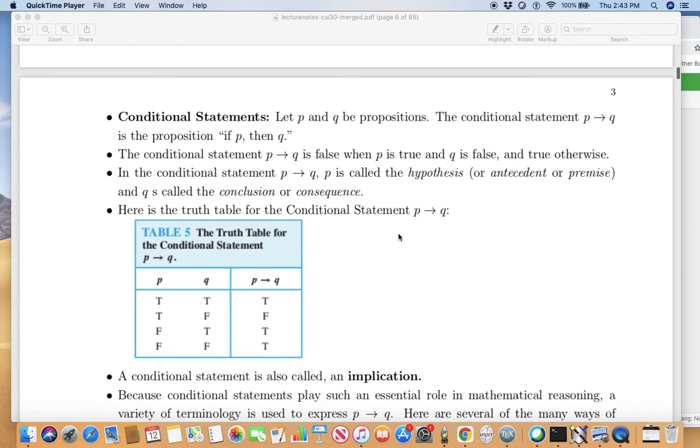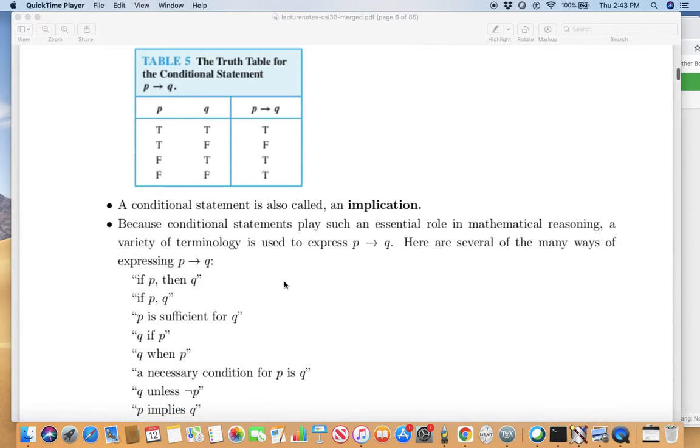Here is the truth table. Remember, if P is true and Q is false, then P implies Q is false, and it's true otherwise. So that's the only place where P implies Q is false. A conditional statement is also called an implication.